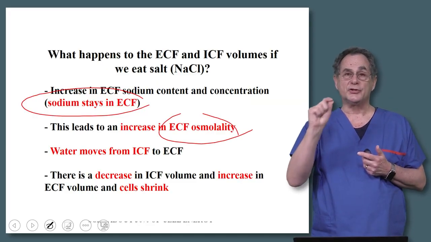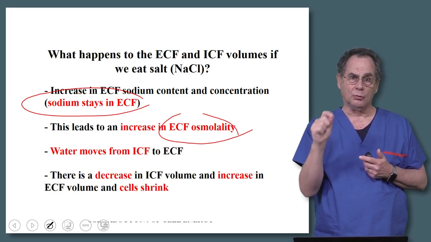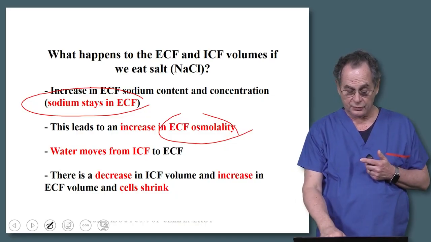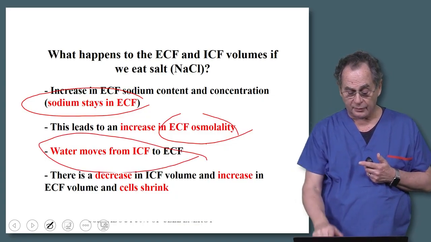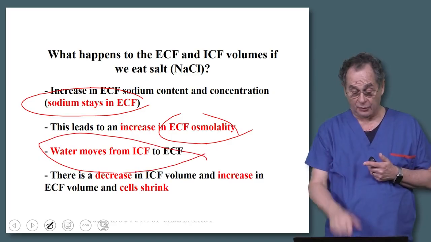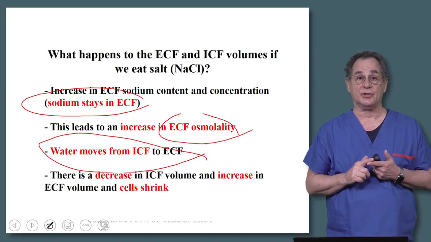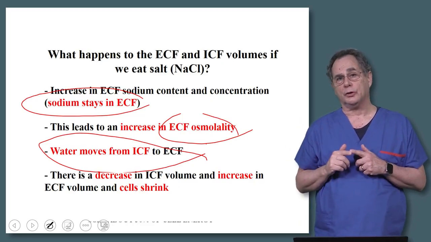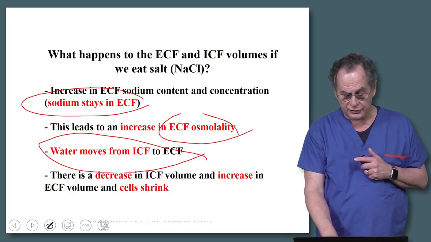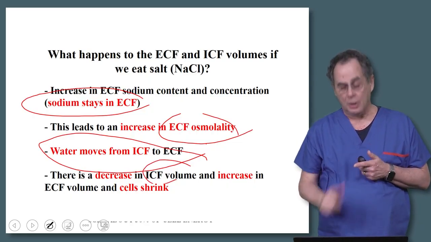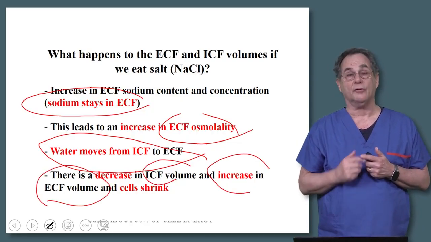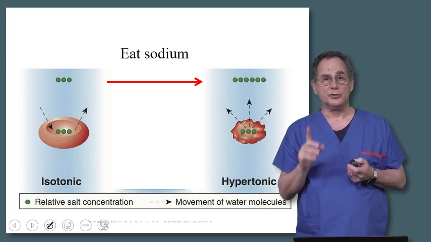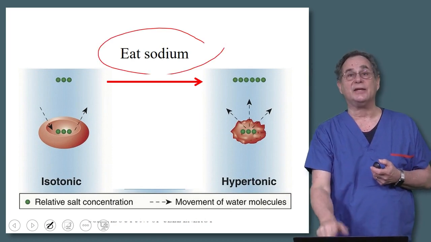Now, this is the opposite of what happened when we drank water. When we eat sodium, there's an increase in the extracellular fluid osmolality, and water will move from the intracellular space to the extracellular space. And that will lead to different effects in the body fluid compartments. So eating salt will decrease the intracellular fluid volume, but increase the extracellular fluid volume, and cells will shrink as a consequence. That's illustrated in this diagram, when we eat sodium.